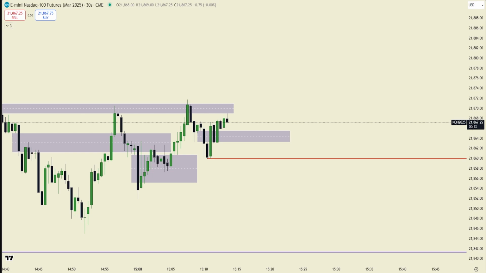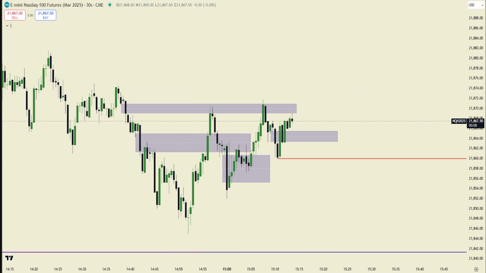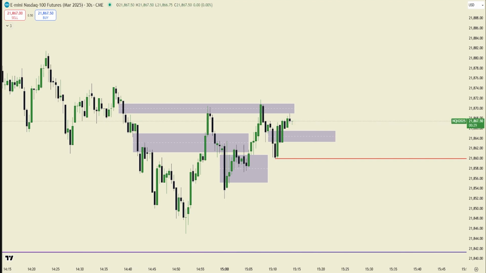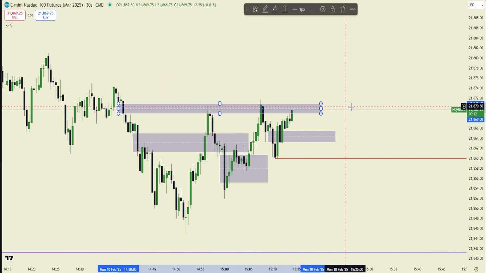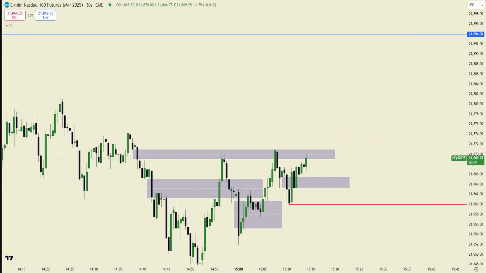All right, so we got one more minute before that next 15. We've been chopping in this 10-point range for I don't know how long now, so maybe this 15-minute candle. Yeah, I know Fahrenheit, it's not great. Maybe this candle will get us over that 30-second.